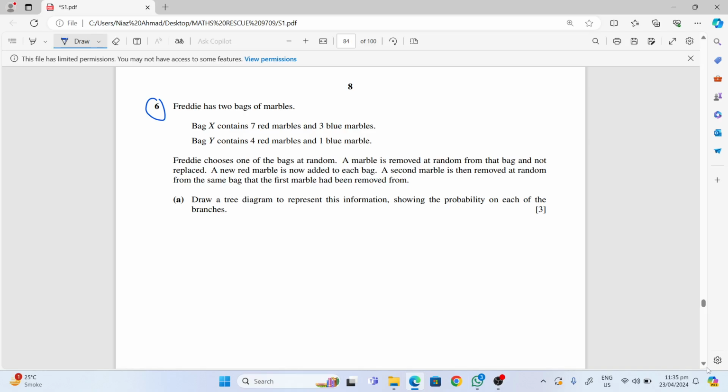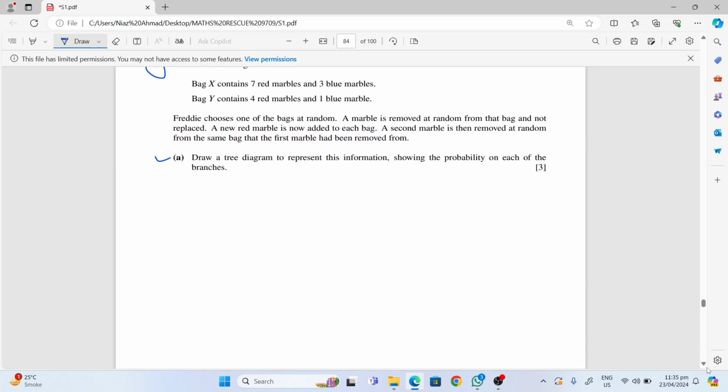Question number 6. Freddy has 2 bags of marbles, bag X and bag Y. This is a probability question, so we have to draw a tree diagram for this information. We have bag X and bag Y, and the probability of each is 1 over 2.